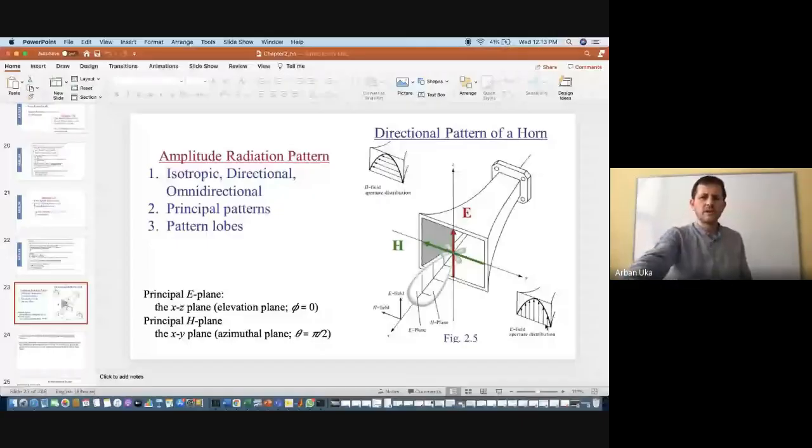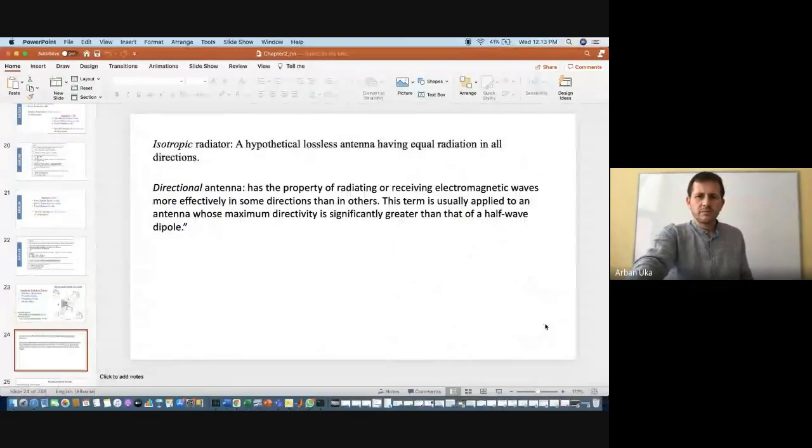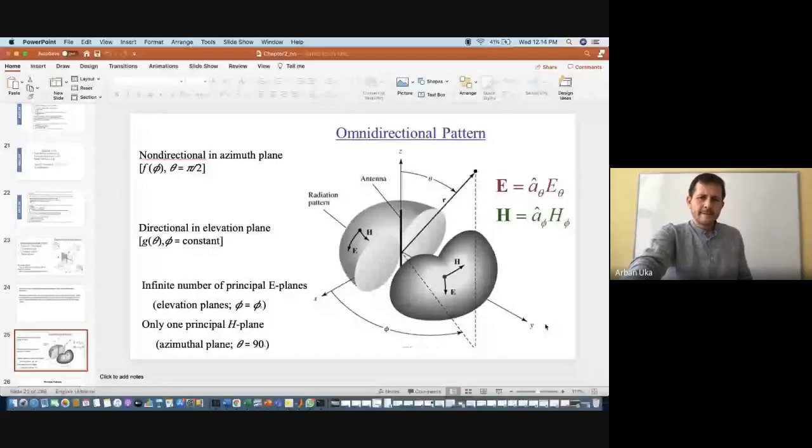An isotropic radiator is an antenna which has equal radiation everywhere. It doesn't have major lobes and minor lobes, but assuming that it has equal radiation, we have the radiation density as a function of theta and as a function of angle phi. Okay, so here we have omnidirectional patterns. This is an omnidirectional antenna, so everywhere we have the relevant fields.